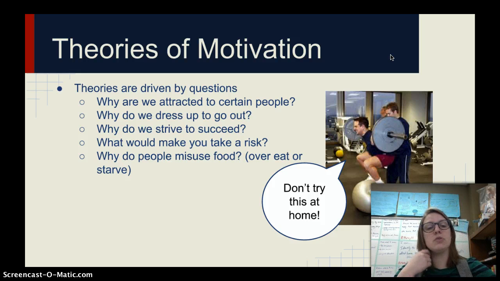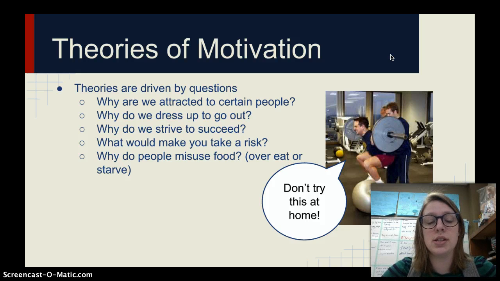Now, here we are. Theories of motivation. Theories are driven by questions. So each one of the theories that I'm about to show you had a specific question that drove it into being, right? So there was a specific question that somebody pursued, just like our research we've done in this class, and then eventually, over time, that became so confirmed that a theory was developed.